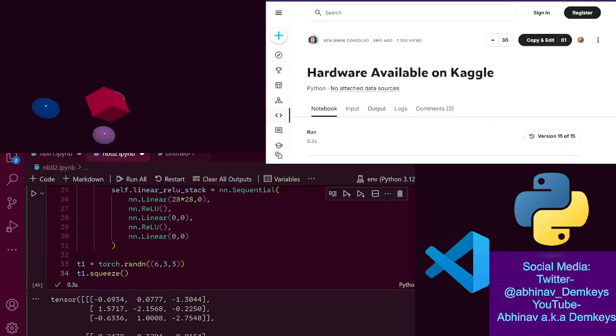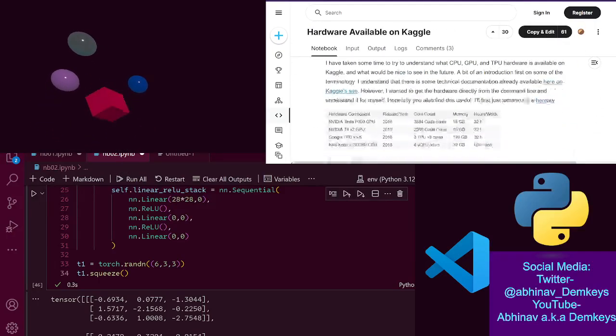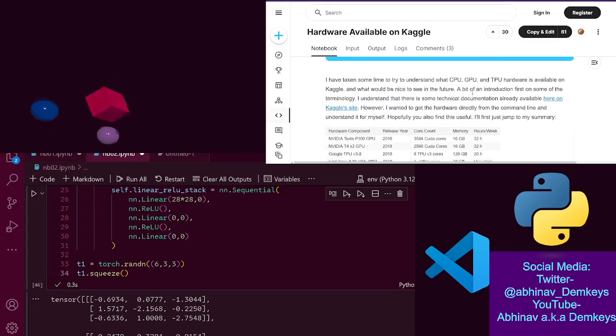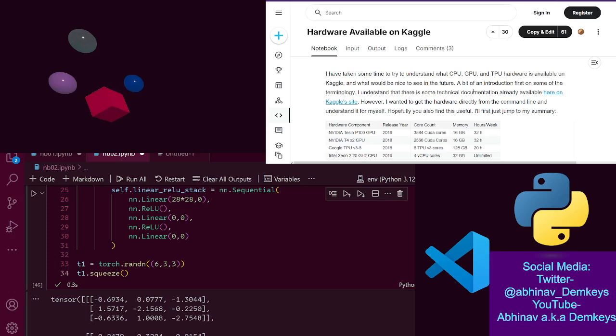I like that they made a notebook to present the thing. I've taken some time to try and understand what CPU, GPU, and TPU hardware is available on Kaggle. Oh, this is somebody's point of view of it. This is somebody's own interpretation of it based on their tests. Oh, this is somebody's own observation. That's the word I was looking for.